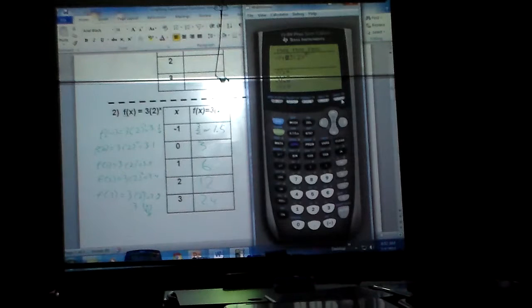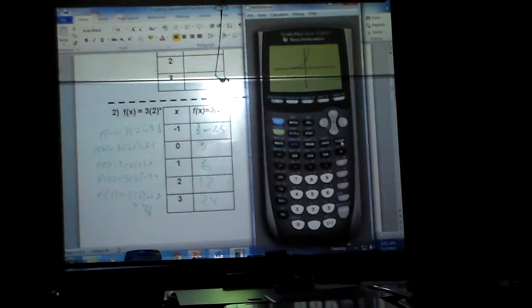Let's look at the second table. Notice -1 is 1.5. 0 is 3. 1 is 6. 2 is 12. We have the same numbers. And if you want to look at the graph, you can check our graph, and it looks the same right there. I think it turned out very, very well.